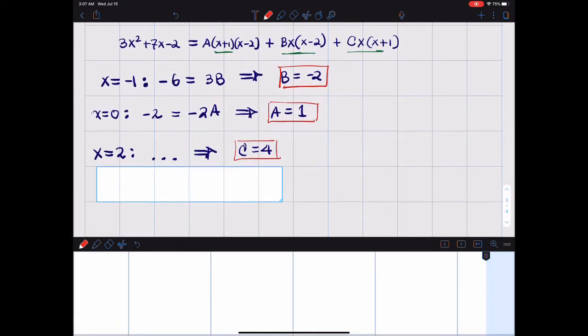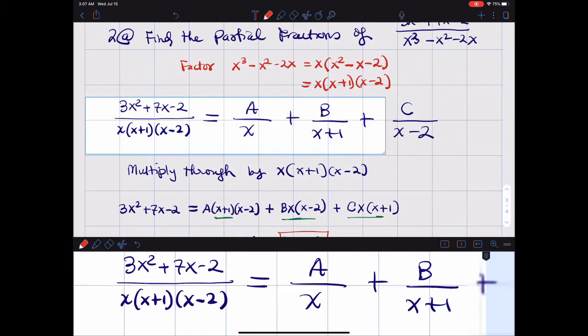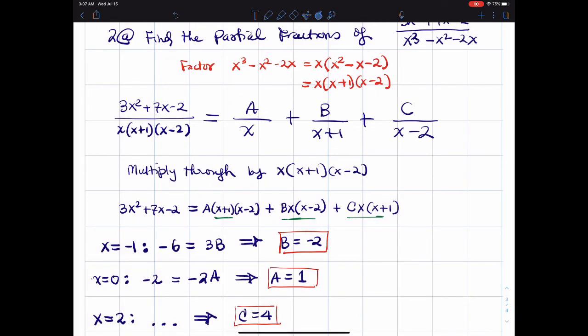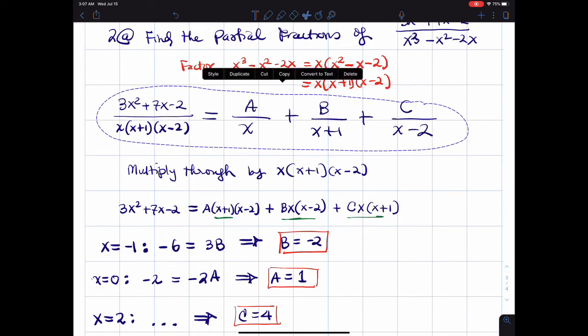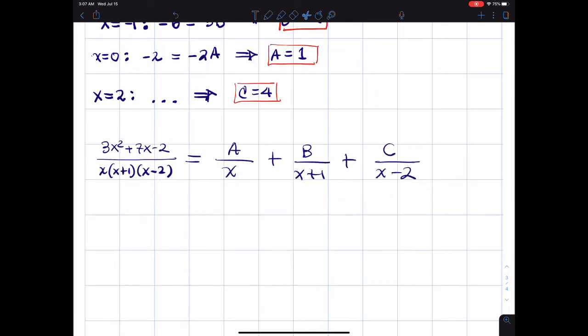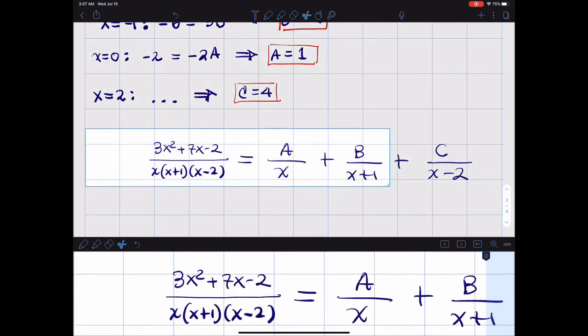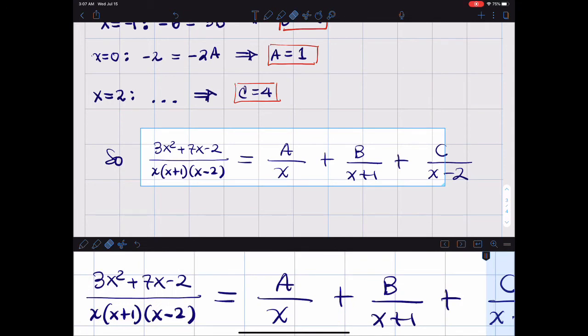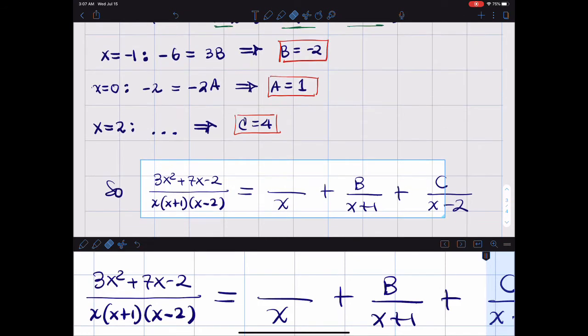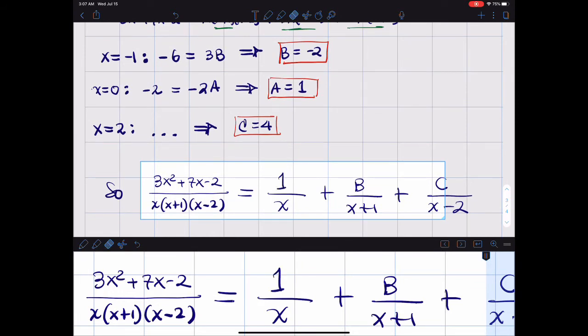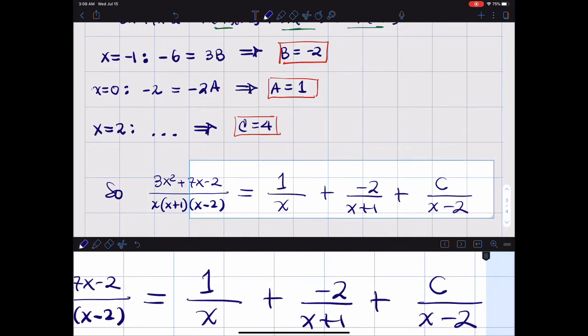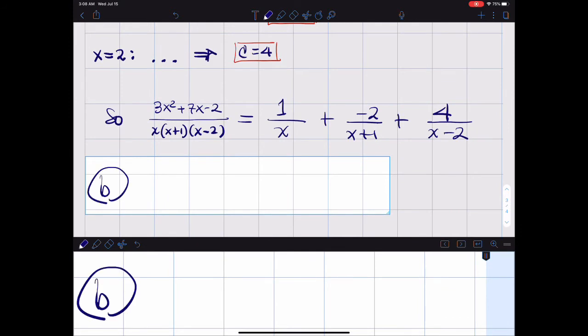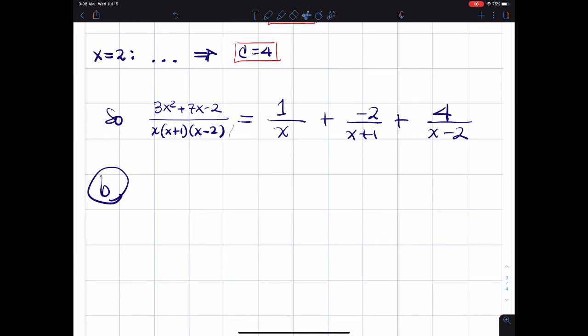So we know our partial fraction now. I'm going to copy this, that's a good thing with writing digitally, you can just copy and paste. So we know that A is 1, B was negative 2, and C is 4. Now, part B of the question would be to find the integral of this quantity.